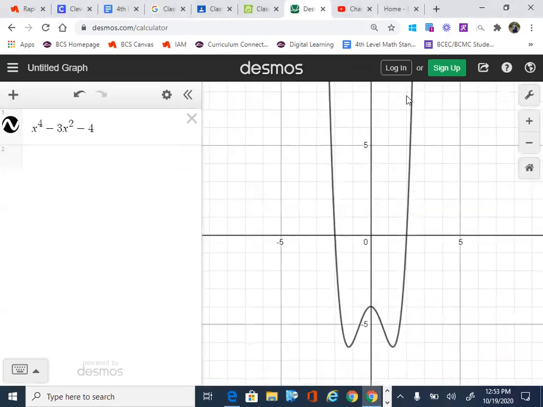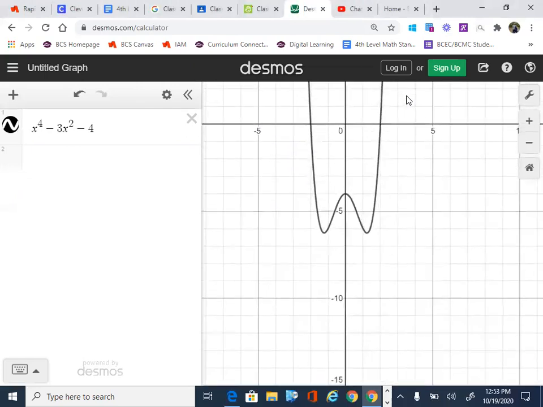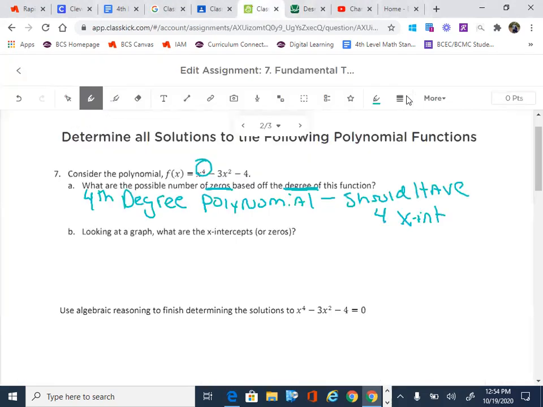If we look at that, you can see that it should have 4 x-intercepts, except it actually does not in this case. It is only showing 2 x-intercepts, which are both -2 and +2. So it says, looking at the graph, what are the x-intercepts? We know that x equals +2 and x equals -2. And because it's a fourth degree, and it is supposed to have 4 x-intercepts, we have 2 here.